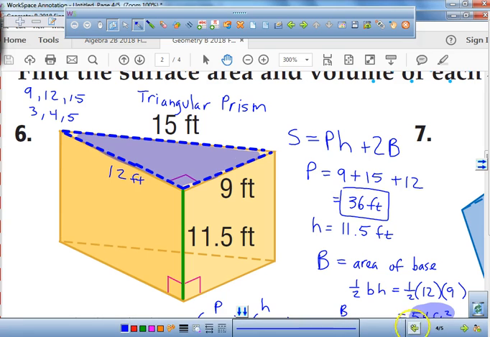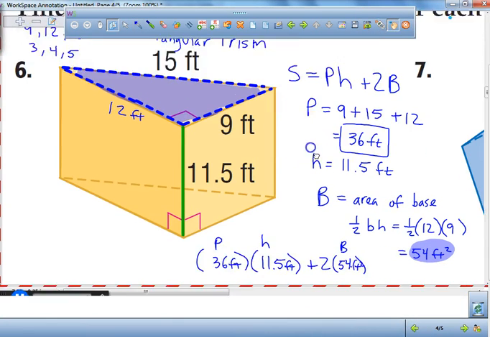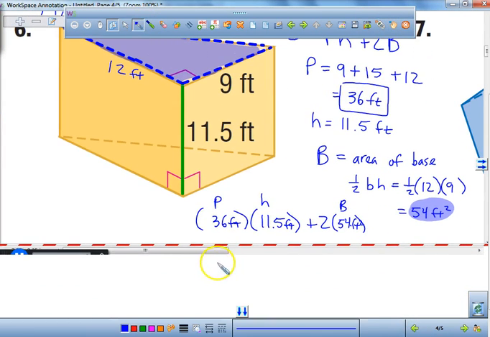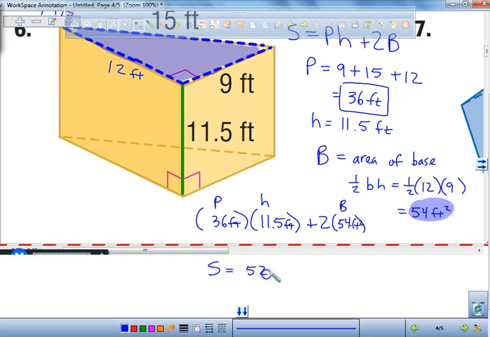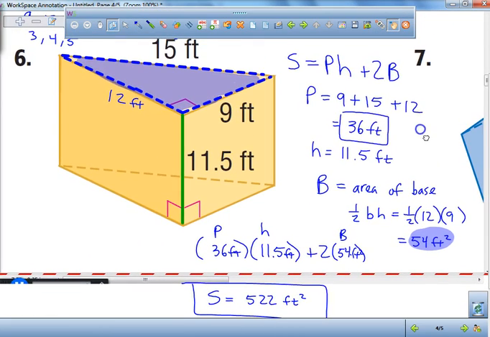So your final answer for the surface area right here, the final answer for S, represents all of the surface area, total surface area, is 522 square feet, also known as feet squared. All right? So that's how, right there.